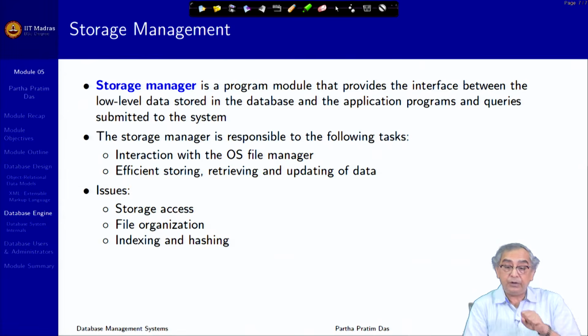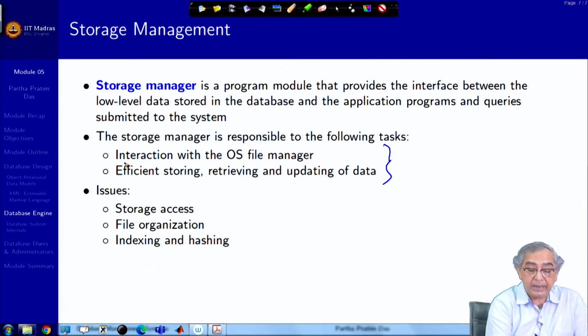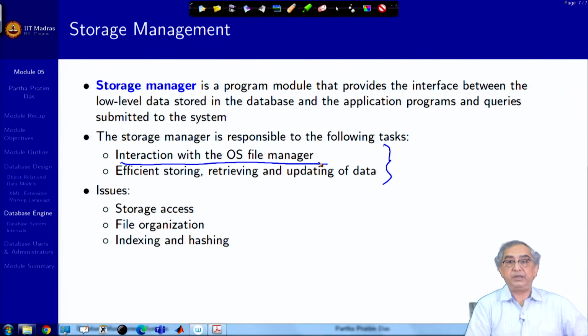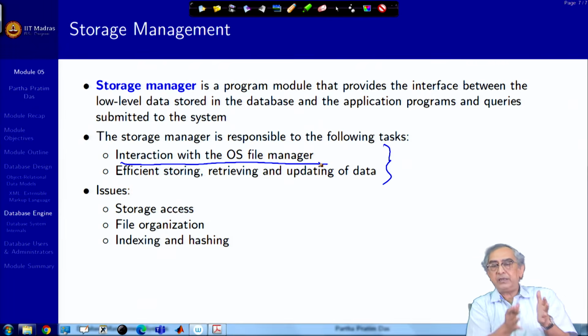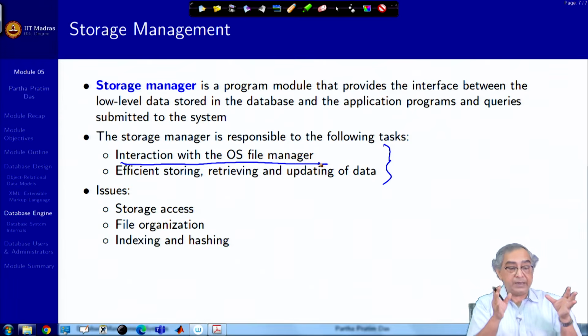It is responsible to note these two, primarily that it has to interact with the operating system file manager, because finally in the system you have a file manager to keep everything, right. You are not creating a new computing system, you are developing the database system on top of what you have in the computing system's file manager. So, somewhere there has to be a link of how you keep it in terms of files, how these files are indexed, how those files are accessed and so on, and the storage manager primarily takes care of those.